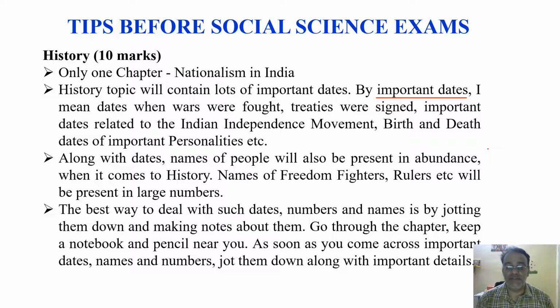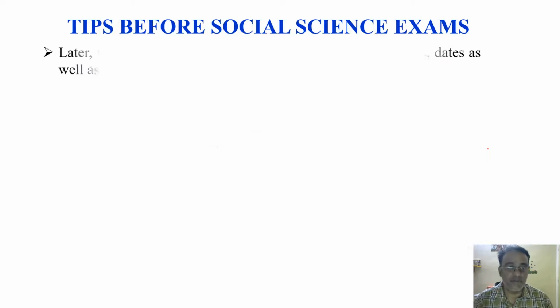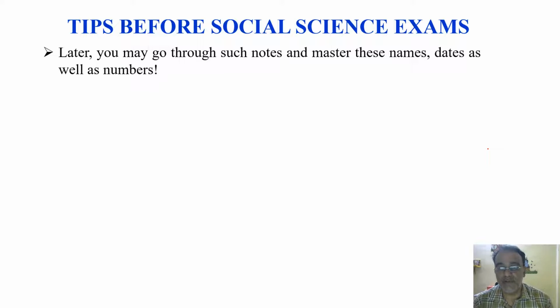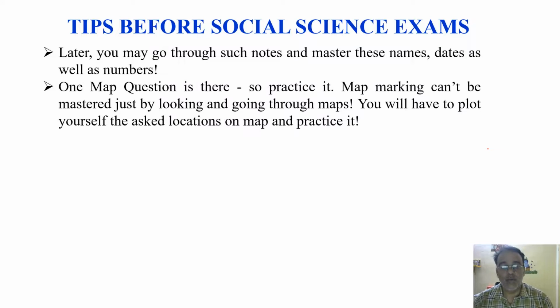The best way to deal with such dates, numbers and names is by jotting them down and making notes about them. Go through the chapter, keep a notebook and pencil near you. As soon as you come across some important dates, names and numbers, jot them down along with some important details. It will be very helpful for last-time revision, and later you may go through such notes and master these names, dates as well as numbers. One map question is there, so practice it. Map marking can't be mastered just by looking at maps. You will have to plot the asked locations on the map yourself and practice it.